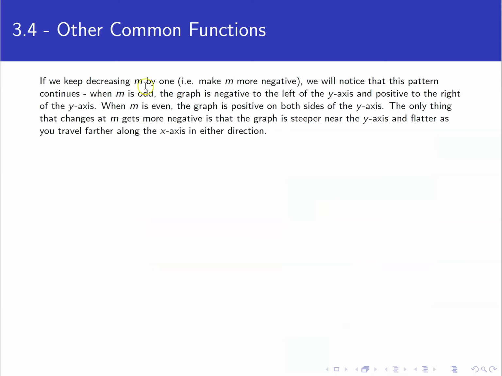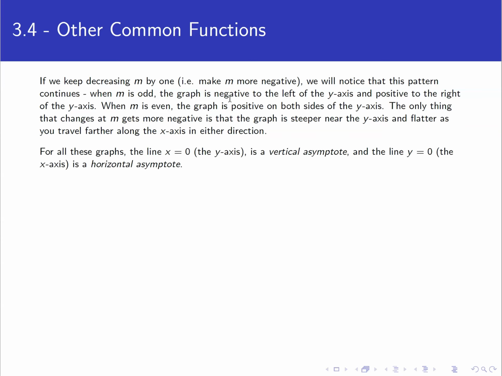So in this case, if we're decreasing by 1 each time, making m more negative, the pattern continues like it did before. If m is odd, we'll have negative to the left, positive to the right of the y-axis. If m is even, both sides will be above the x-axis. The only thing that changes as you get more negative is the graph is steeper near the y-axis and flatter the larger the x gets in either direction.